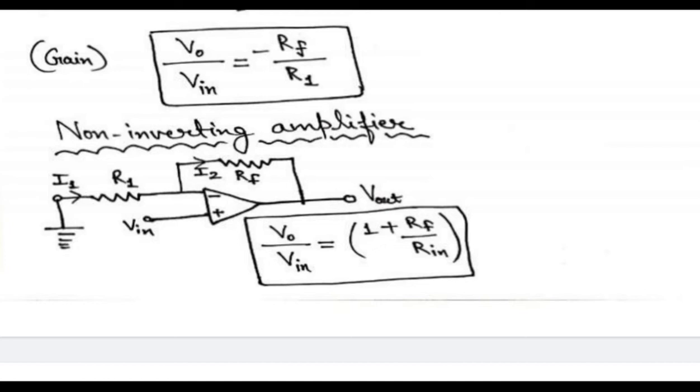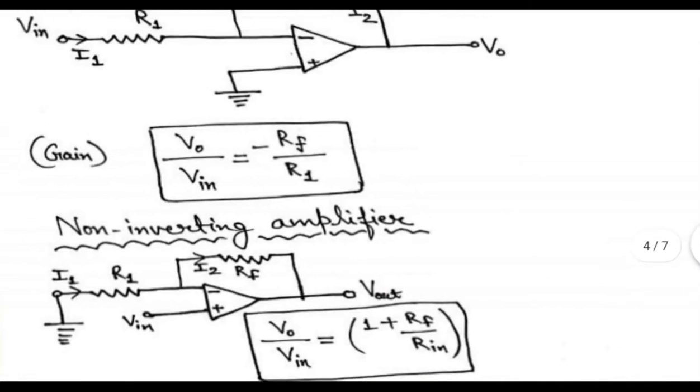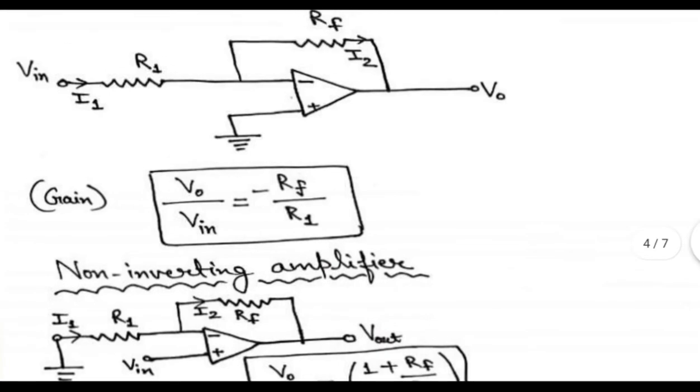Now the gain in the case of the non-inverting amplifier will be equal to 1 plus RF upon R input, where R input is equal to R1 in this circuit. The direction of current in the feedback path you can take accordingly: it should be from the output side to the input line side, which is connected towards the negative terminal. The negative terminal of the op-amp is known as the inverting terminal, while the positive terminal is known as the non-inverting terminal.